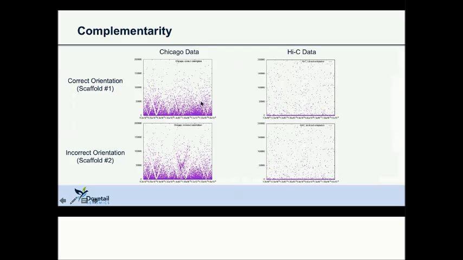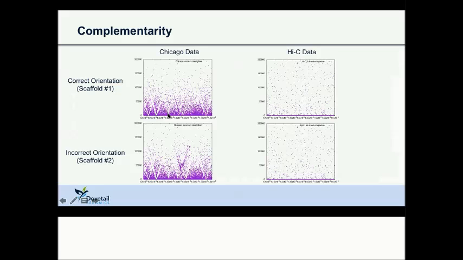So each of the purple dots in these plots represents a single read pair. And the position of the dot along the x-axis is the midpoint of where that read pair maps to the scaffold. And the y position of the dot indicates how far apart the reads within the pair map. So if the two reads within a pair map close together, the dot will be close to the bottom. If they map far apart, it'll be further up towards the top.